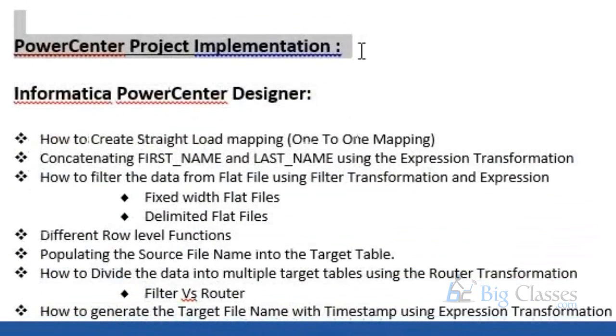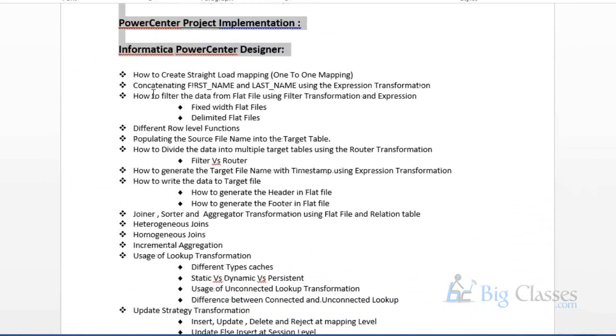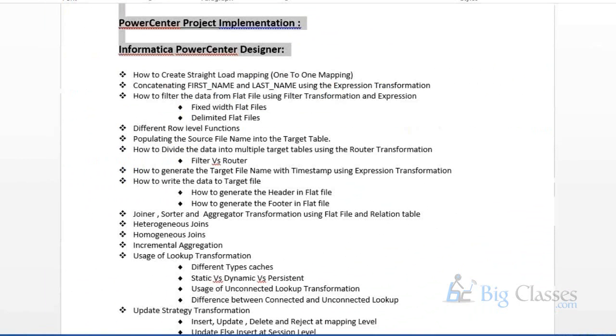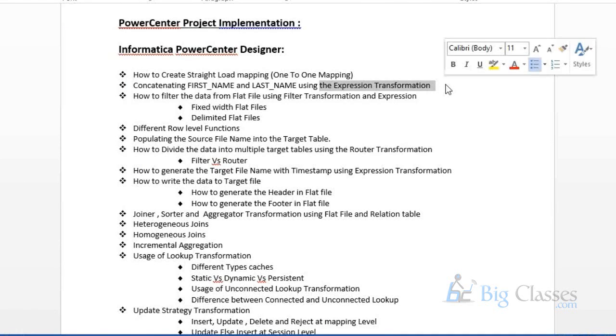We'll try to drive the training in a very real-time manner. I'm not going to explain things the way others do, with the employee table and department table or the sample tables in the database. The training will be more or less like a project training, and we'll try to understand each transformation, because the core part of Informatica training is understanding the transformations.